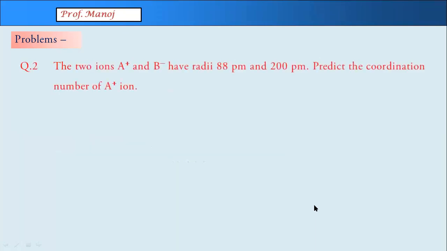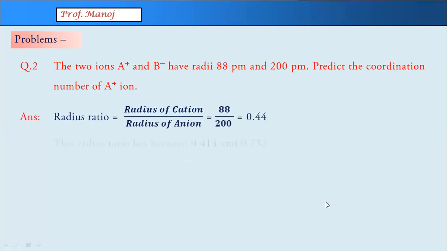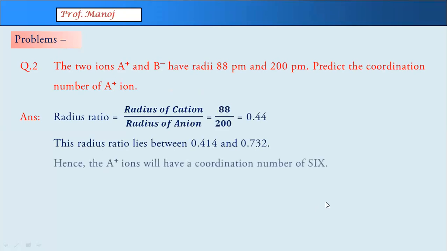Second one, cation and anion ratio is given. Once again, it's the same problem I have done. Once again, this lies in this one. So the cation radius you are getting different, but it's coming out to be 6.